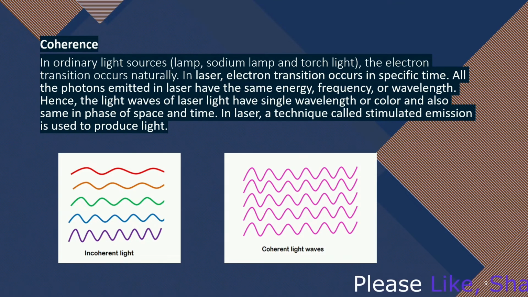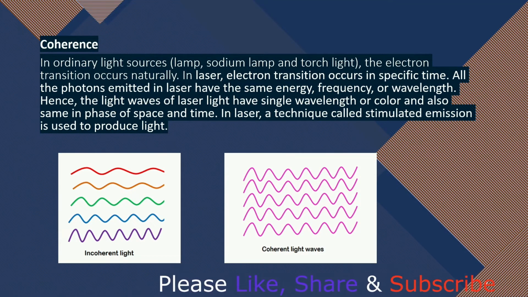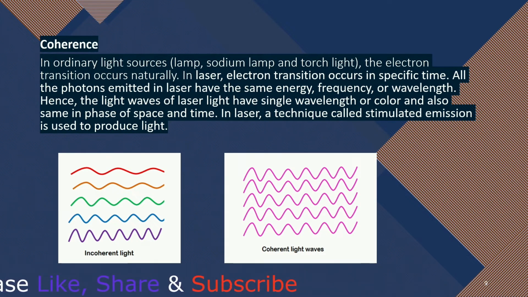So the light waves emitted by the laser are always in phase with each other at every point in space. Hence the laser light beam is known as a coherent beam of light, and it is an important characteristic of laser. And the fourth characteristic of laser is intensity.